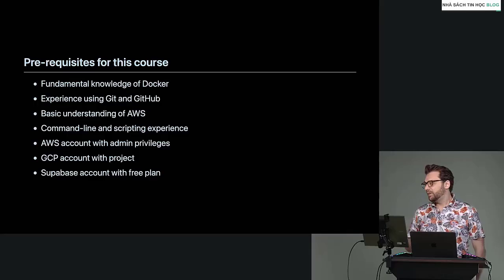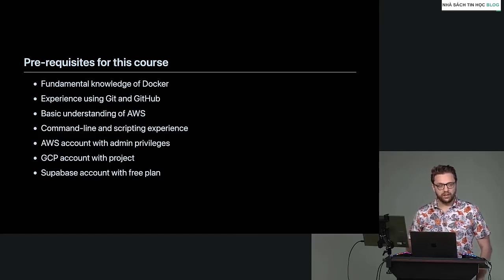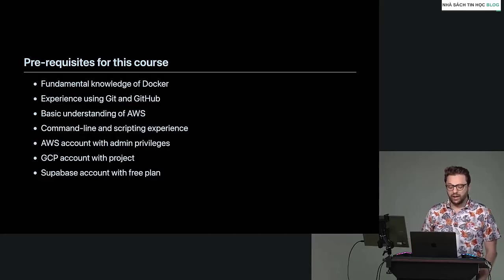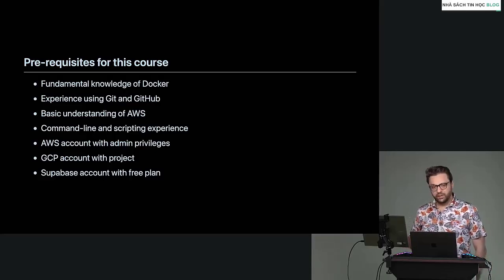Also a GCP account. We're only really using it just for the credential side, but being able to log in and access a project. And then again, Supabase as well with a free plan. You might be like, why are we using Amazon and Supabase? Don't worry, we'll get into it later. But those are really all of the things that you need.